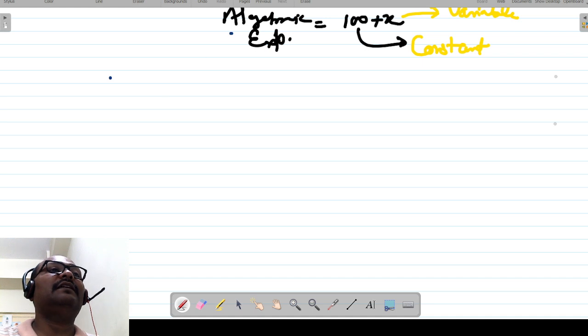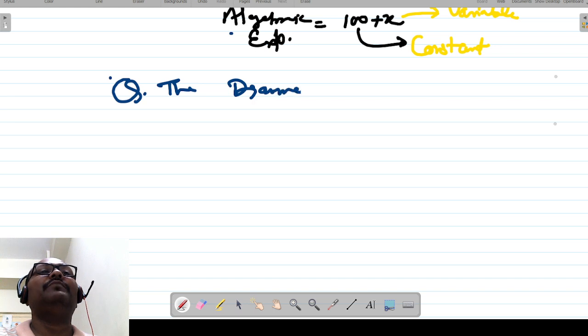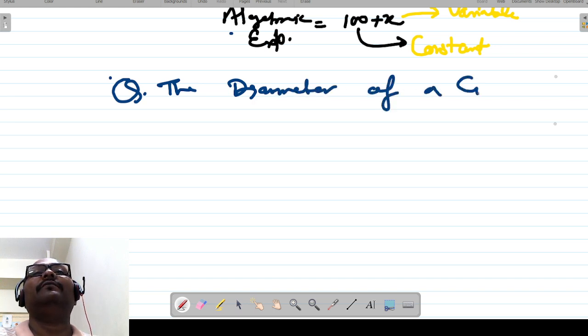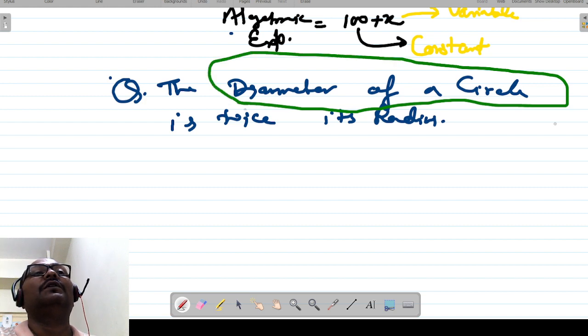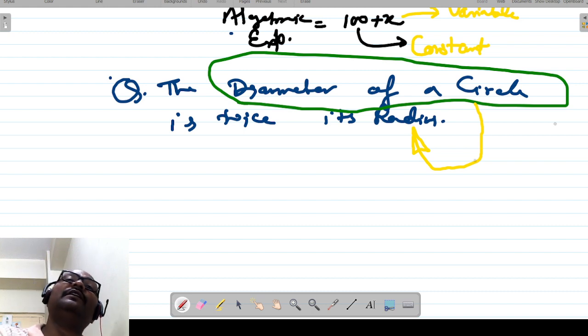The diameter of a circle is twice its radius. So, the statement, just learn the statement. The diameter of a circle, whatever it is, it's twice its radius. It's directly showing a remark and indication towards the radius, how it's related to radius.